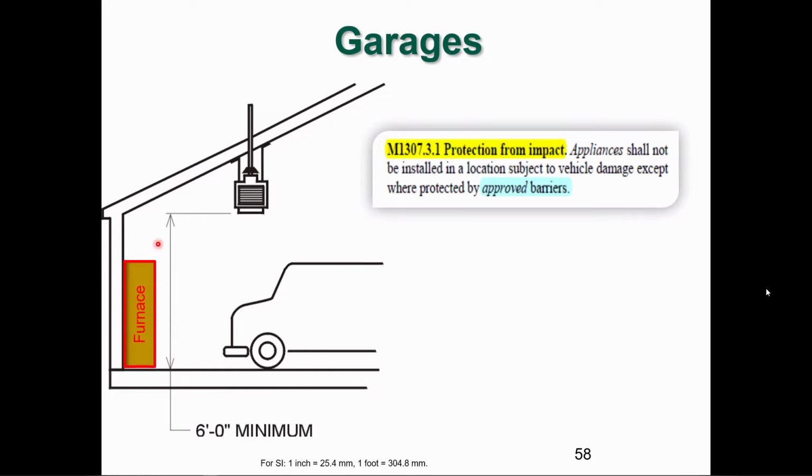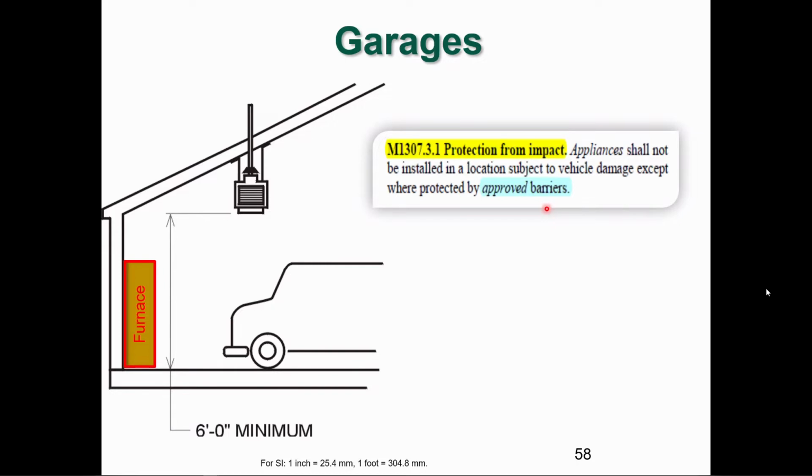What would you put in front of the furnace to protect it from vehicle impact or vehicle damage? Any idea? It doesn't tell us. No. A what? A bollard. What's a bollard? A concrete post that's permanently placed in front of the appliance so that when the car hits it, it hits the bollard and it stops the car from running into the furnace. Well, yeah, that might be one thing, but Jamie, follow along with me. Are you ready? It says approved barriers.